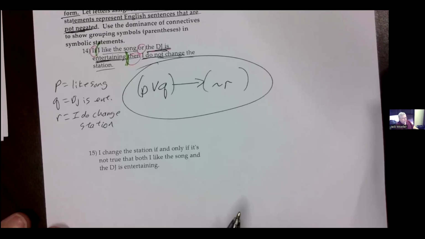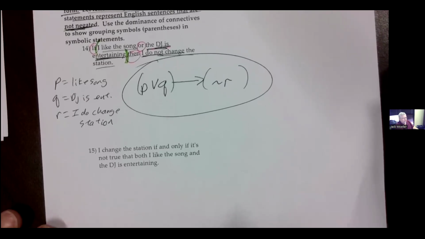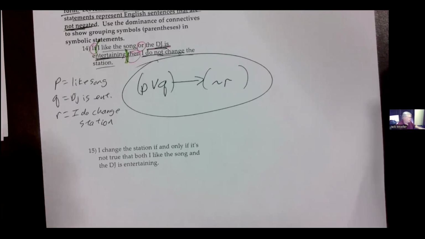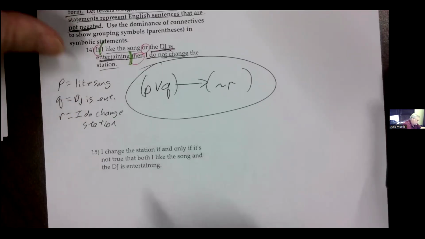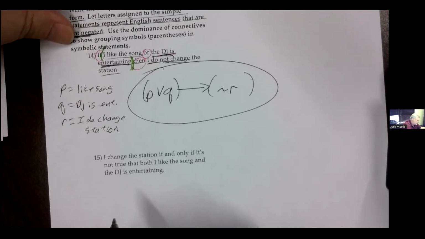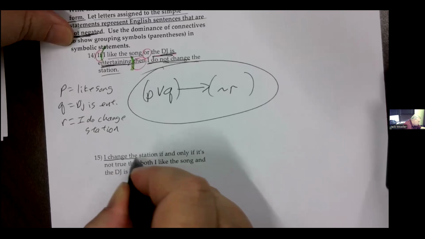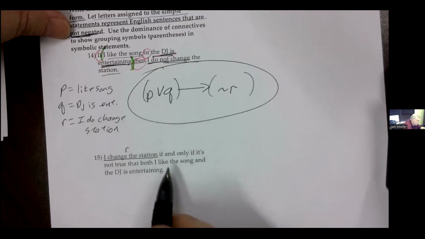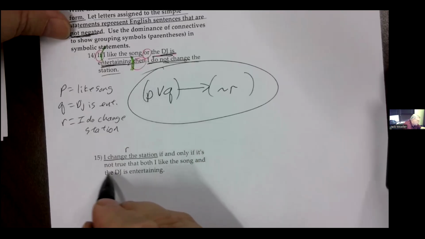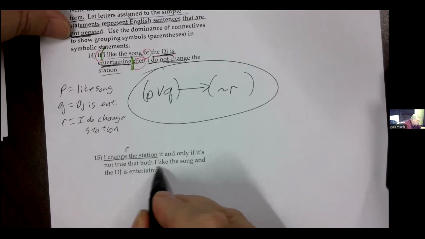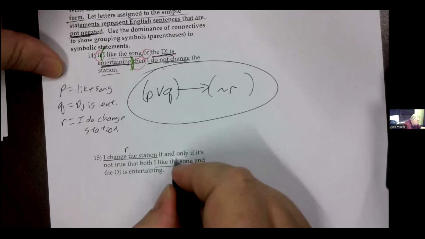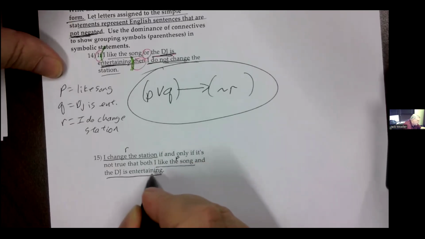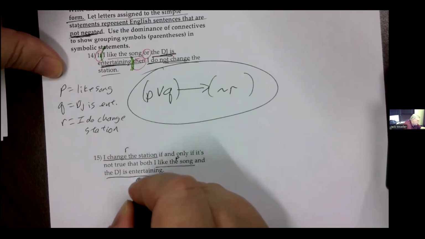All right. So let's keep going. I changed the station if and only if it's not true that I like both the song and the DJ's entertaining. Ooh. Right, this sounds like fun. So let's underline our statements. So I changed the station. What do we say? So that is our R. If and only if it's not true that I both like the song, that is a P, and the DJ is entertaining, so that is Q.